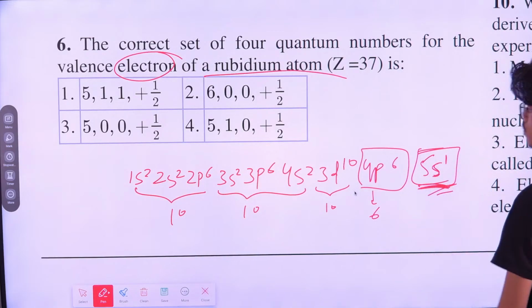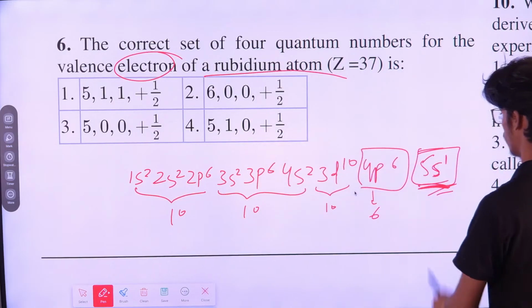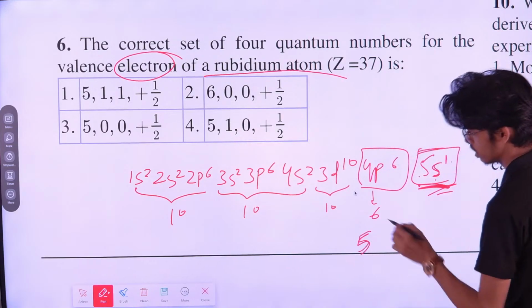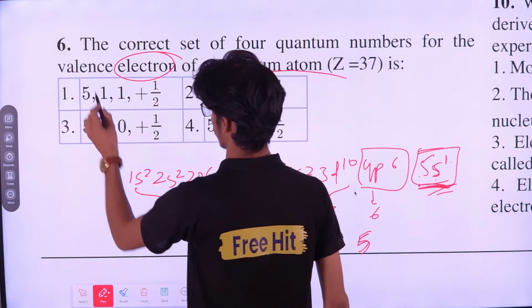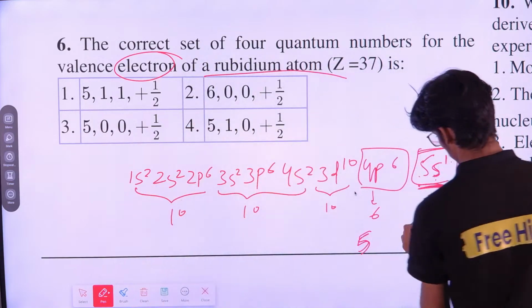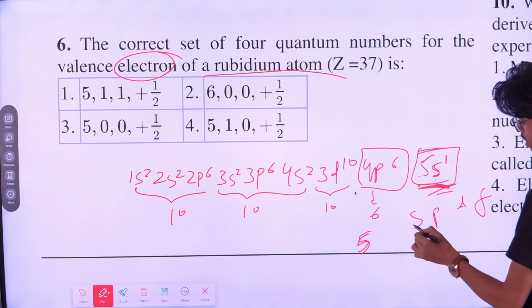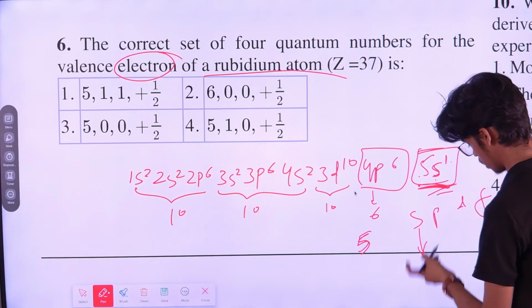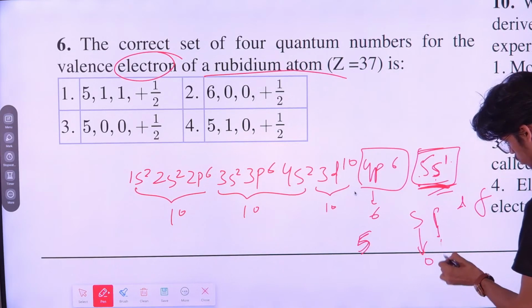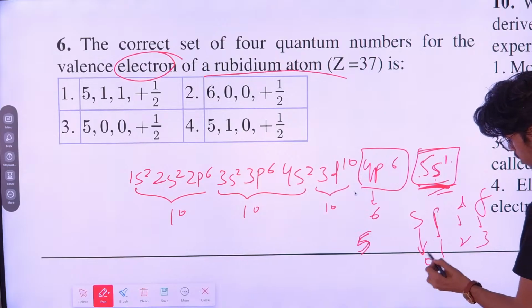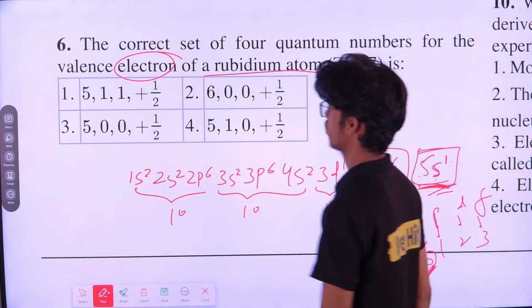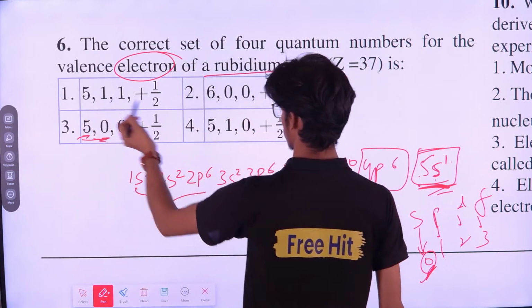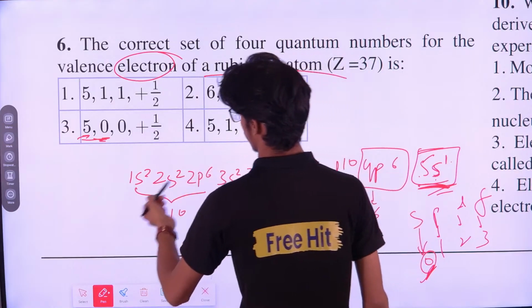Can you easily tell now what is going to be the number? 5s1. See, 5 is the principal quantum number. Three options are there. For S, the azimuthal quantum number is 0; for P it is 1, for D it is 2, for F it is 3. So 5, 0. No answer is 5, 0. It's not also 5, 0. Got it? So this is the answer.